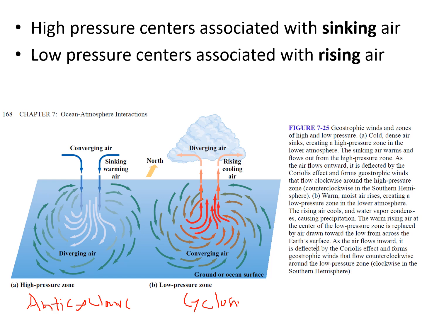I just want to show this extra diagram here because it shows the three-dimensional aspect to this. The atmosphere is not just a 2D sheet around the Earth. There's actually rising and falling in addition to the east-west, north-south movements of air in the atmosphere.